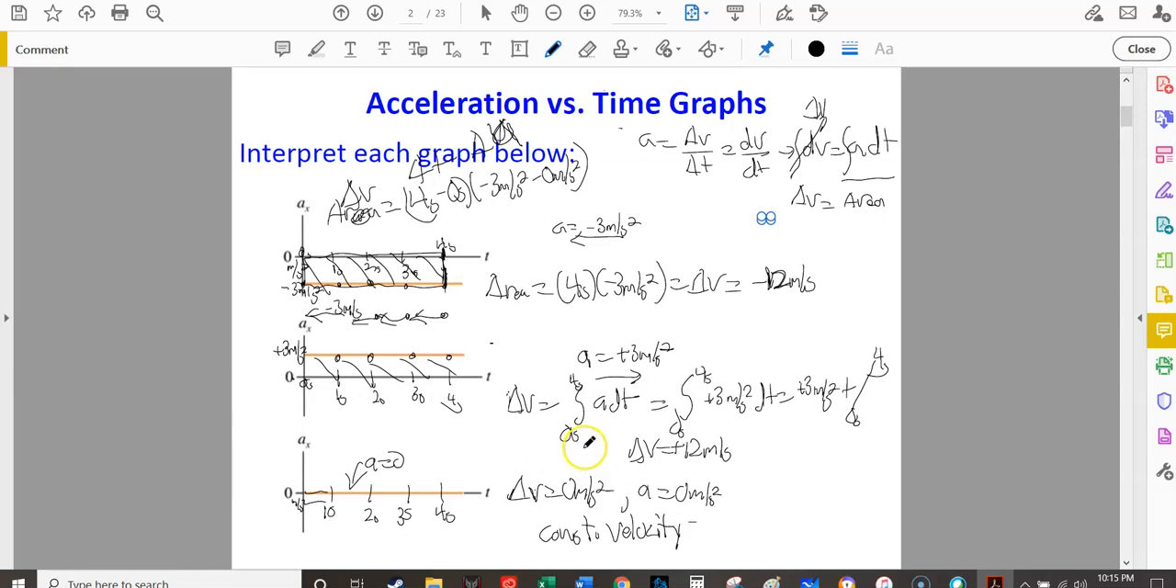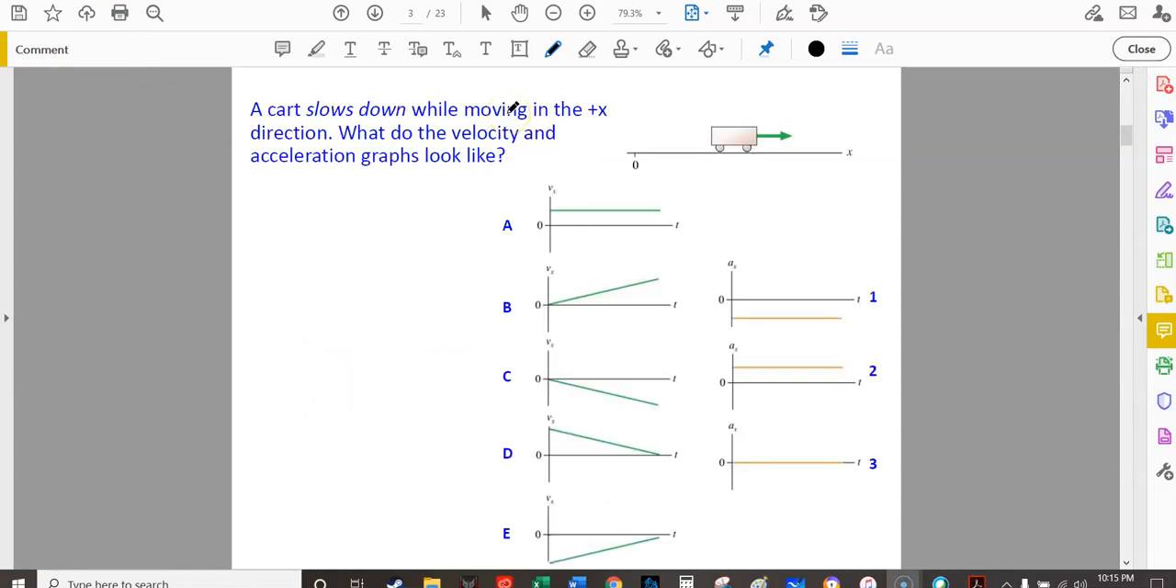Okay, so we're going to go ahead and move on. And I hope you learned a little bit here. And so what I want you to do is take a moment and actually try to initially read this situation here. We have a cart that is moving to the right, so it's moving in the positive x direction, and as it's moving in the positive x direction, it is slowing down. And so what you're supposed to do is match up these letters, these velocity versus time graphs, and these acceleration versus time graphs to this situation. So go ahead and take a moment and do that.